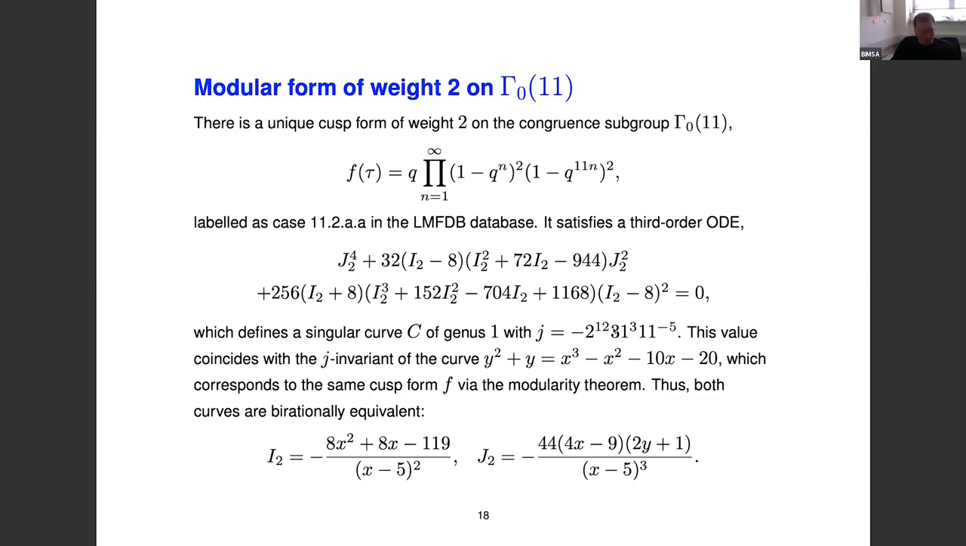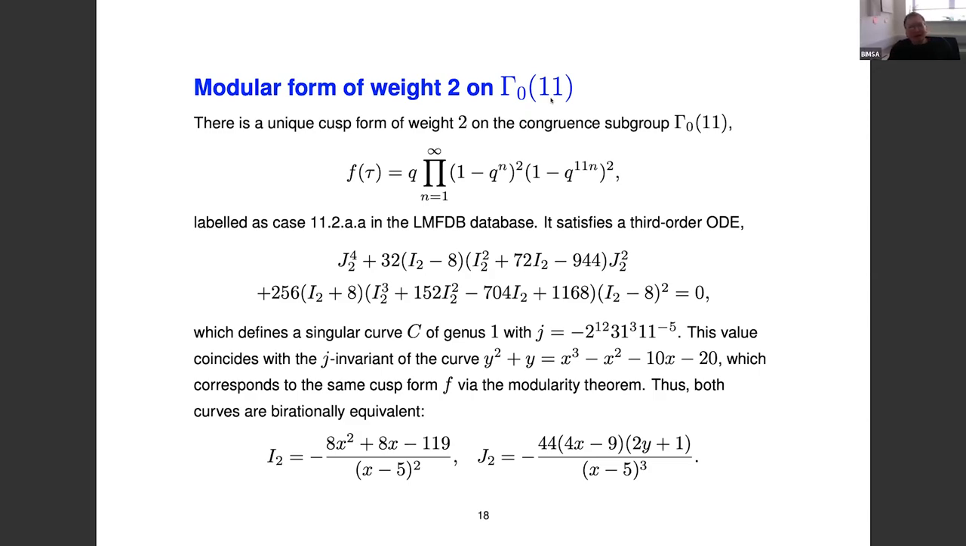Which is related to the modularity theorem. I will not go to Jacobi forms. It will be just the last example I will discuss. So let's take the congruent subgroup gamma zero of 11. Let me remind you why 11.